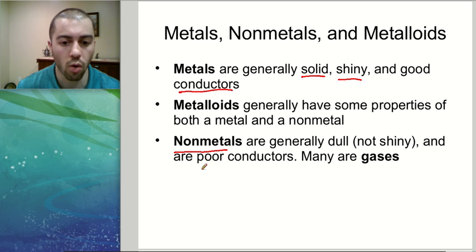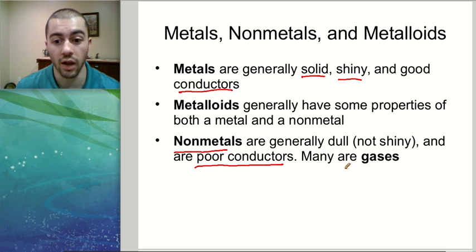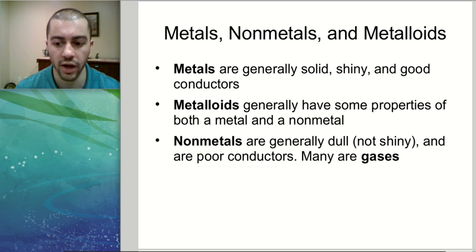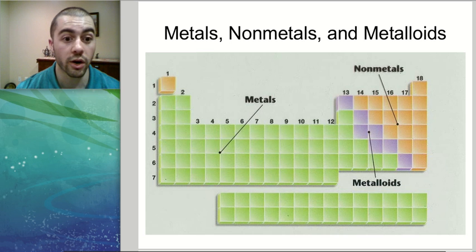So they're going to be poor conductors for the most part. Some of them are solids, but a lot of them are not. We have a lot of nonmetals that are gases, and they generally don't have a shiny luster to them. Alright, so the three types of elements that you'll see: metals, nonmetals, and then the in-between metalloids, which have some properties of each.